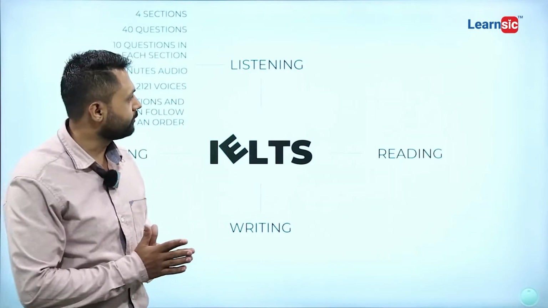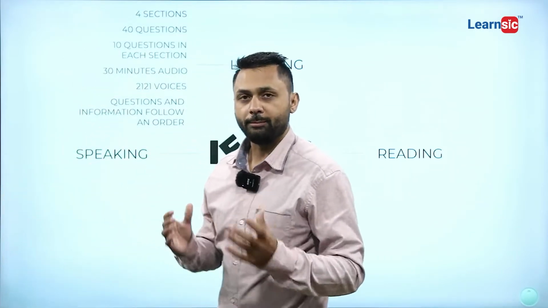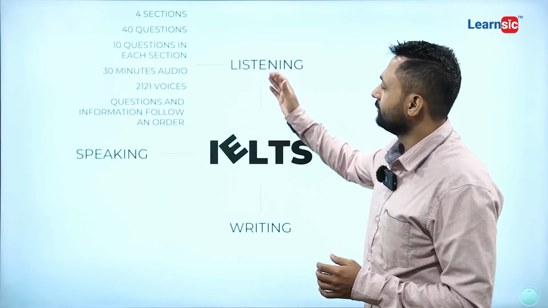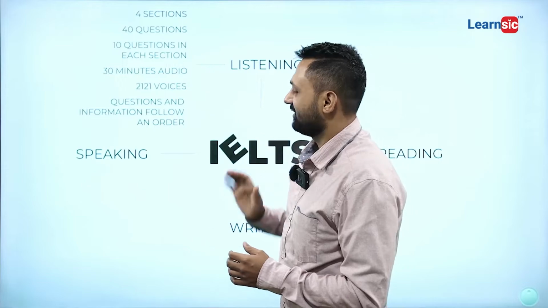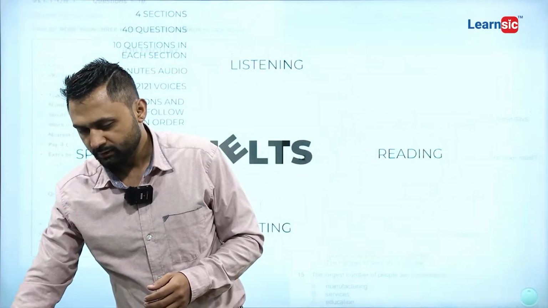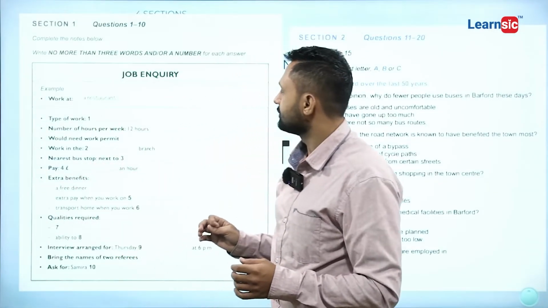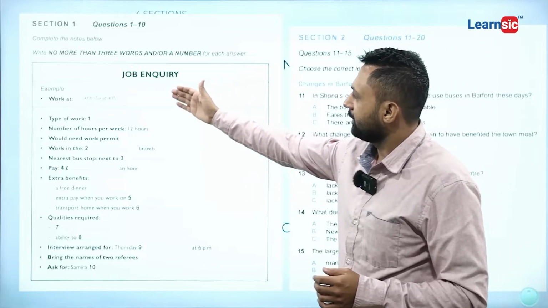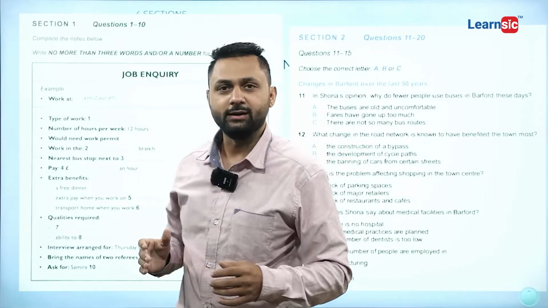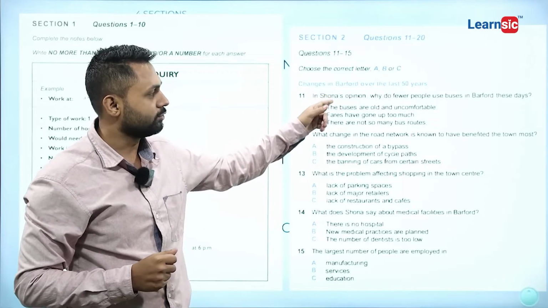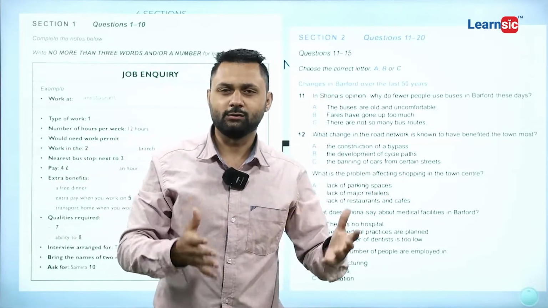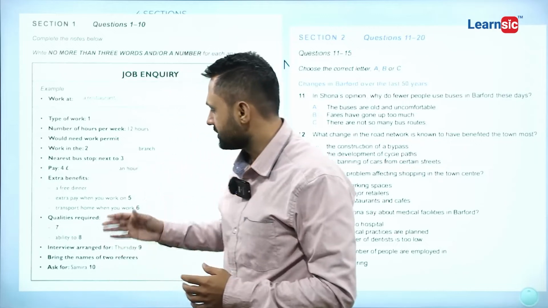There are 4 sections or 4 parts in the listening section. You have a total of 40 questions, 10 questions in each section. Let me show you the questions. These are the questions that you will find in the listening section. This is section 1 and this is section 2. There will be section 3 and section 4. In each section you will have 10 questions.